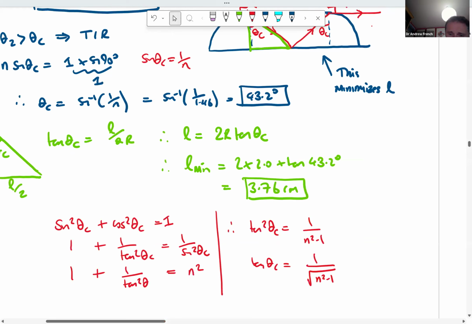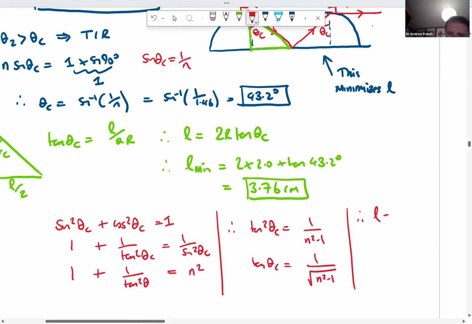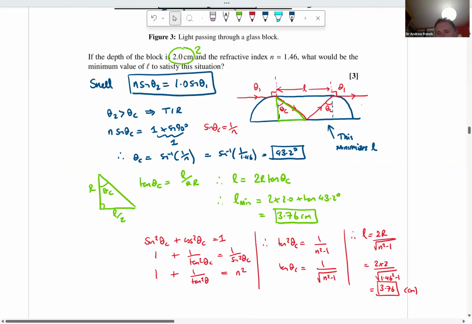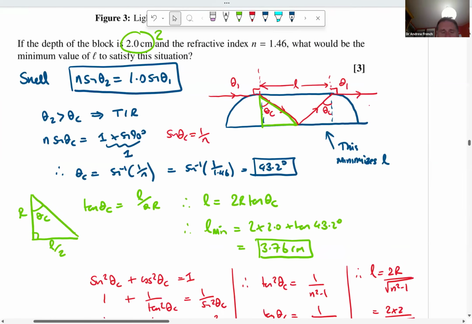So if we want a really nice formula, the length is 2R over the square root of n squared minus 1. If you put in all the numbers, 2 times 2, which is 4, over the square root of 1.46 squared minus 1, that will give you 3.76 centimeters. Nice little optics question. If you were wondering what to do next, the only thing you can think about is the special case of critical angles. In other words, if I minimize L, what else could theta 1 be? Well, 90 really. So that's how you would do it.